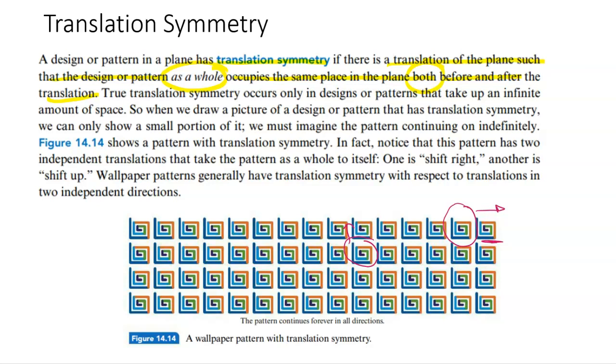Wallpaper patterns generally have translation symmetry in two independent directions. So you could think of it as left, right, and up, down. Left, right is kind of one direction, and then up, down is the second direction.